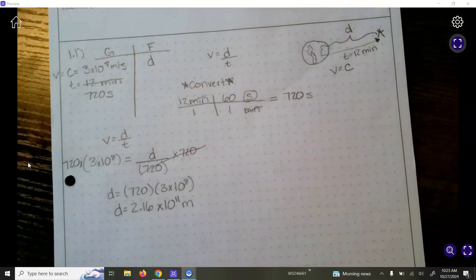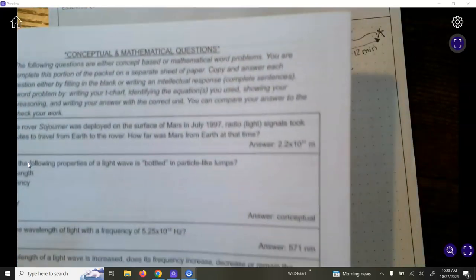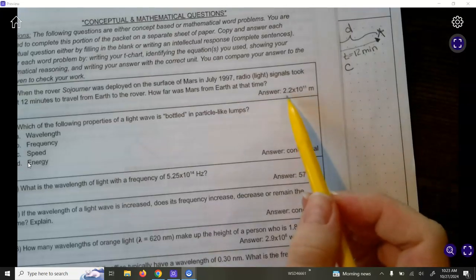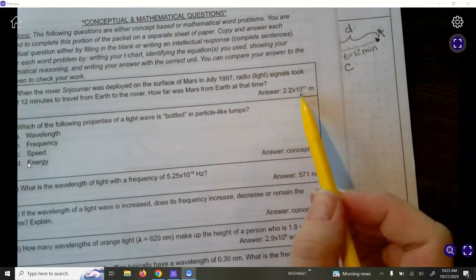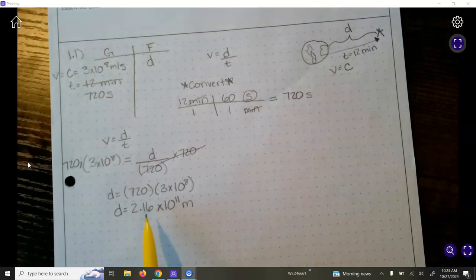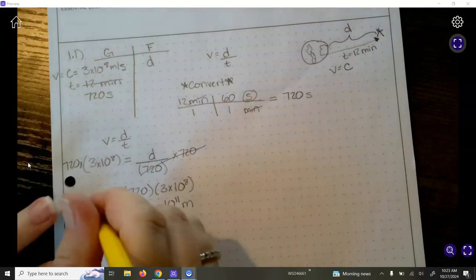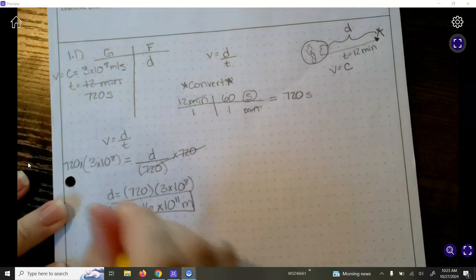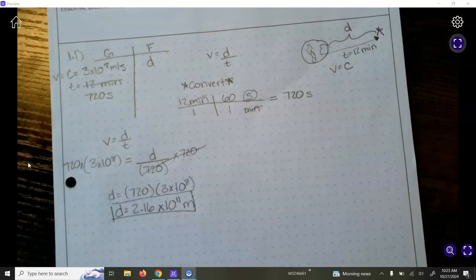Let's double check our answer with the answer from the packet. And you know that sometimes there are some typos, so if you ever feel like, oh, there might be a typo, then let Miss Davis know and she will ask me and I will double check. But 2.2 times 10 to the 11th is the same as 2.16. It's just rounded up. 2.2 is 2.16 rounded up. Okay, same answer, perfect. We're going to box our answer, and that is our answer for 1.1.